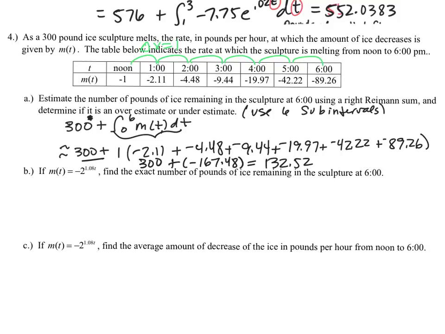for a final answer of 132.52. So let's talk about what that number means. First of all, it's the number of pounds of ice that is remaining. So let's write this down. There's 132.52 pounds of ice in the sculpture.